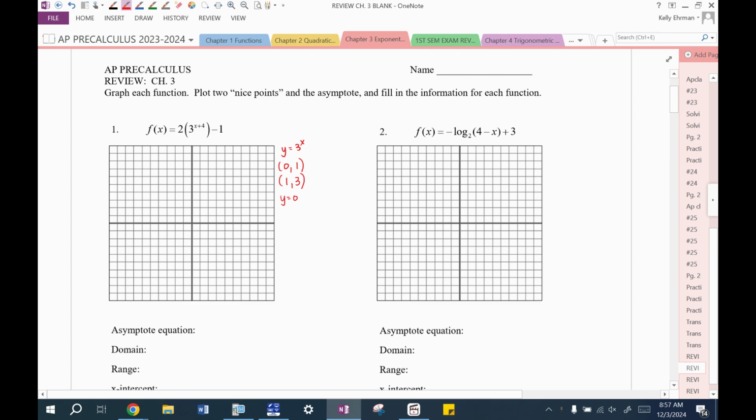And then what has happened to this function? Remember, stretch and reflect first. So we're going to multiply the y values by 2 because of the 2 out in front. That's going to change these points to 0, 2 and 1, 6. Y will still equal 0. And then you're going to go left 4 because of the plus 4, and down 1. And when we move down 1, that will affect the horizontal asymptote as well. So from y equals 0, it goes down to y equals negative 1.